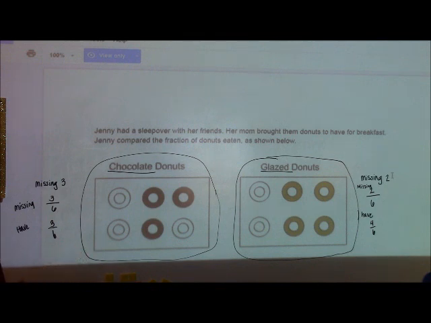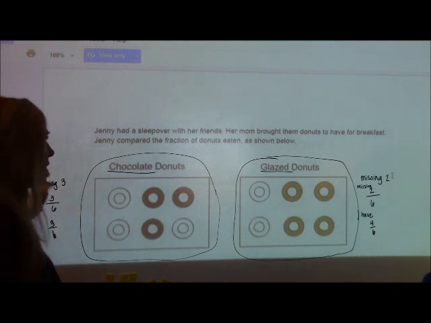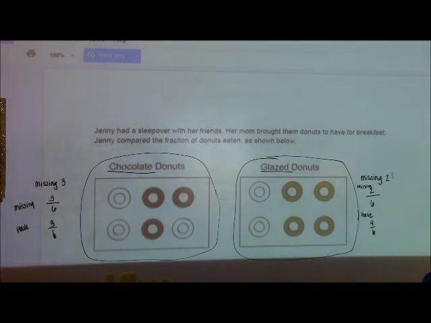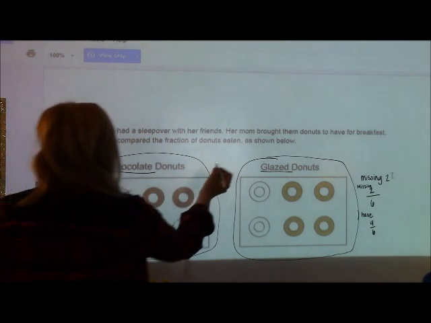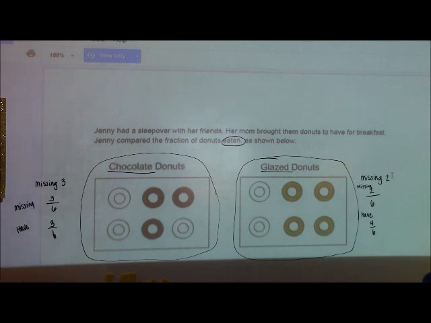So Jenny had a sleepover with her friends. Her mom brought them donuts to have breakfast. Do you have a connection with that? Okay, so far I know that she's having a sleepover with her friends and that her mom brought them what? Donuts. Donuts for breakfast. Now I'm starting to make the connections. Oh yeah, I looked at these text features and what are they text features of? Donuts. Okay. Jenny compared the fraction of donuts eaten as shown below. Okay, so I'm looking at how many donuts were eaten.